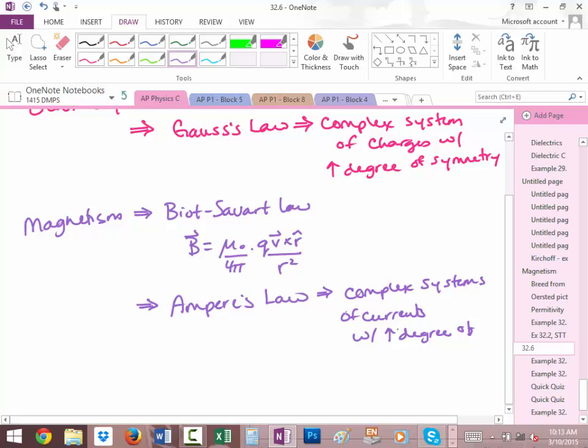So would this be something like if I had a charged ball and I threw it, and it was moving? Kind of. Okay. So we're not even going to do things that are that hard.